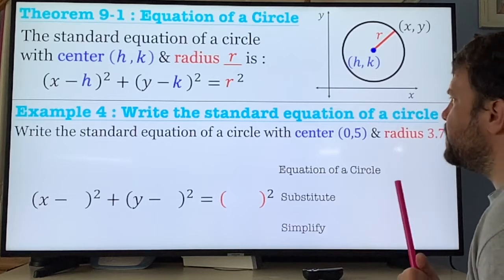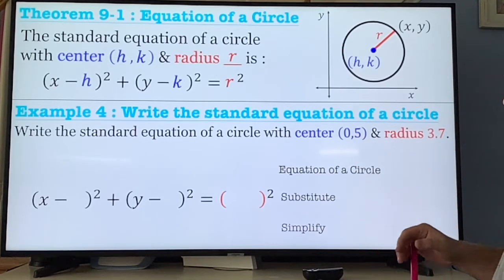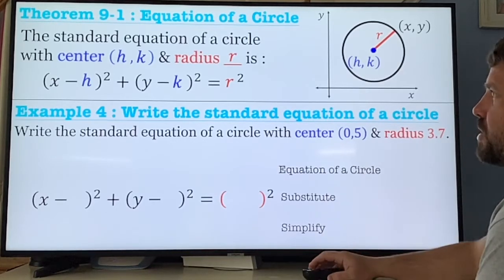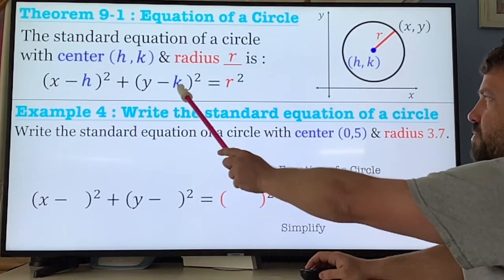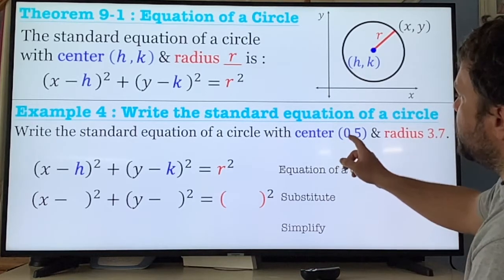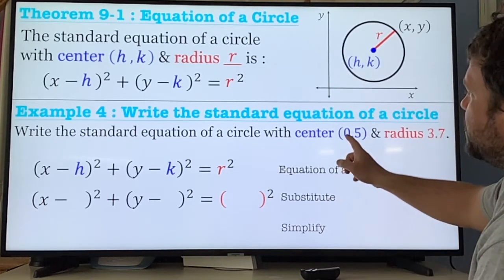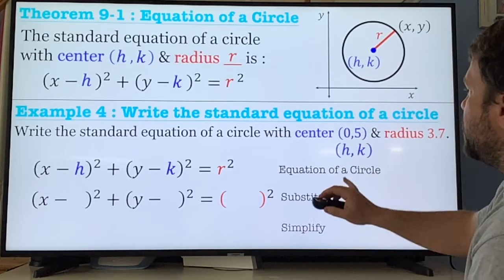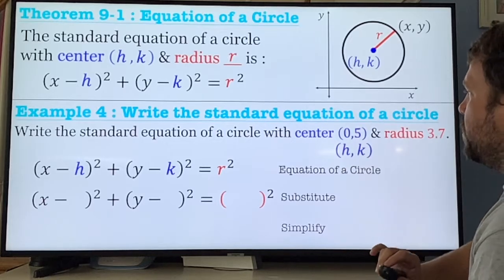Write the standard equation of a circle with the center (0, 5) and a radius of 3.7. So the first thing you have to do is, what is the equation of the circle? Right there. Now, let's plug it in. Our center: x coordinate, y coordinate. h is 0, k is 5. So, h is first, k is second.